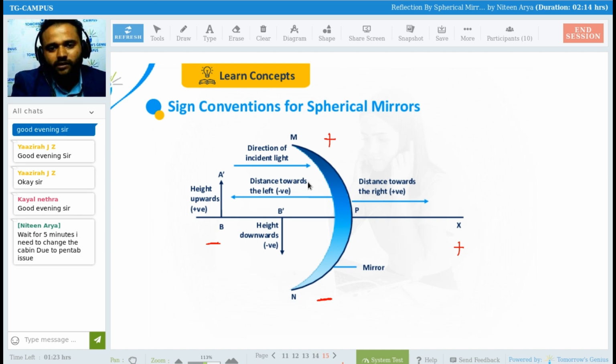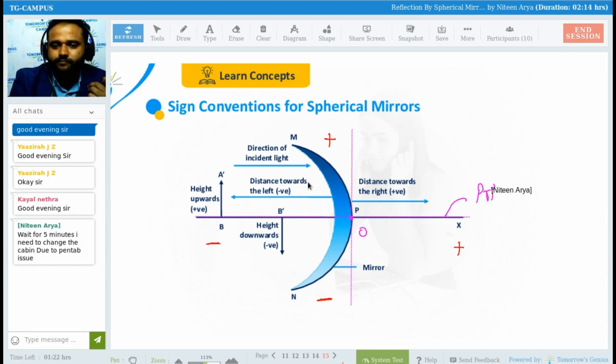We are going to assume the pole. Okay, this is my pole. This particular pole P is taken as the origin. So we take the pole as the origin from which we are going to observe the height of the object, and the height of the image. Height is going to be observed from the principal axis. The object distance, the image distance, and the focal length we are going to observe from the pole. The height of the image and the height of the object we are going to observe from the principal axis.